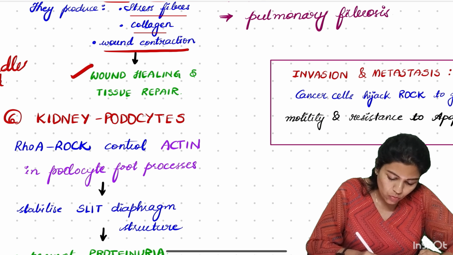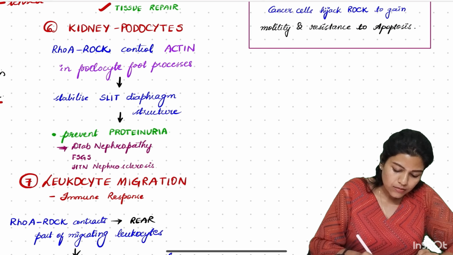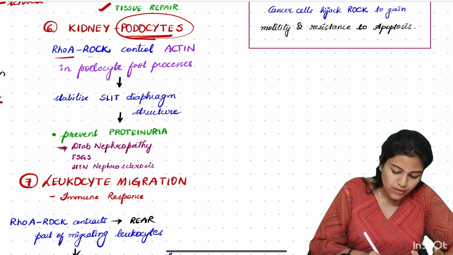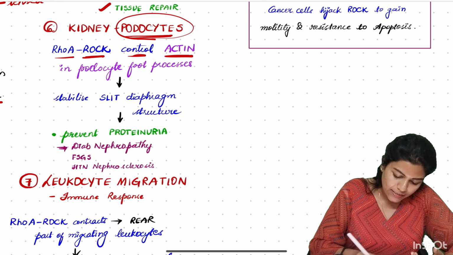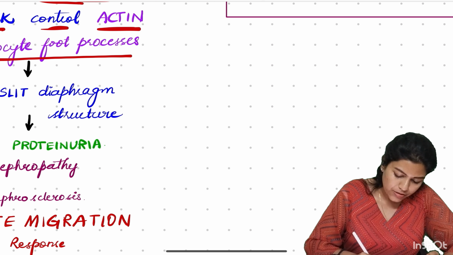So it will help in wound healing and tissue repair. In the kidney, it will have an effect on podocytes. The RhoA and ROCK will control the actin in the podocyte foot processes. So consider this as a filtration barrier.